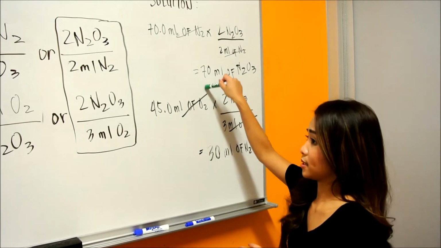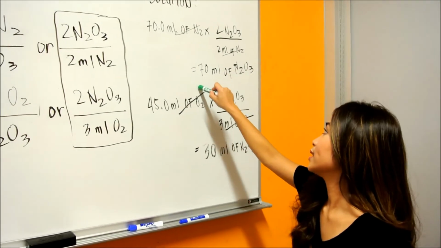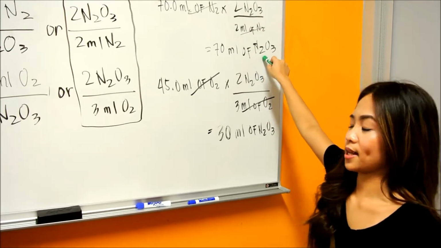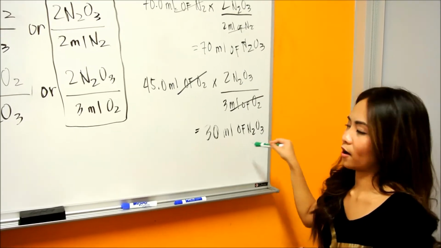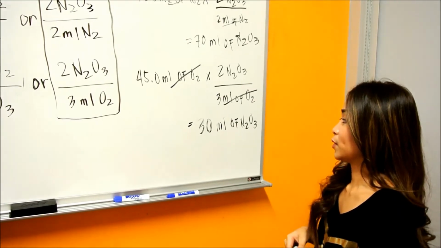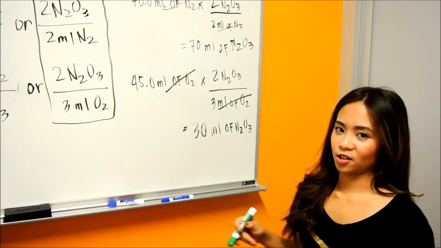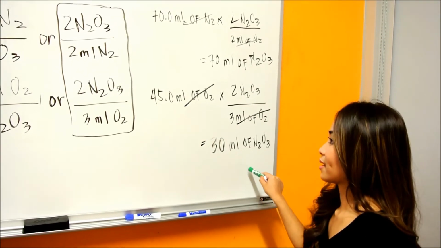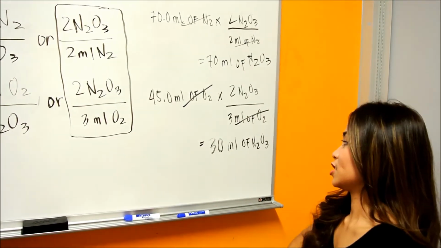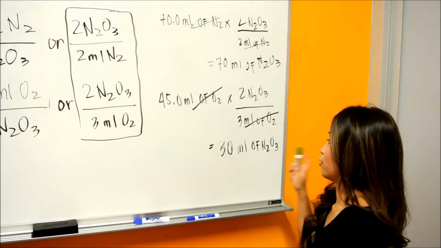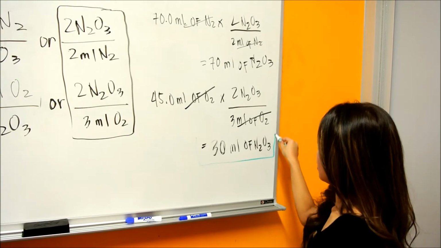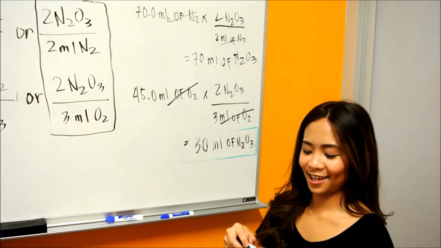Now we compare the amount of product produced by the two reactants. On the first reactant, which is the nitrogen, it can produce 70 ml of dinitrogen trioxide, while the second reactant, which is the oxygen, only produces 30 ml of dinitrogen trioxide. So therefore, the limiting reactant in this problem is the oxygen, which is limited to 30 ml of dinitrogen trioxide. Thank you.